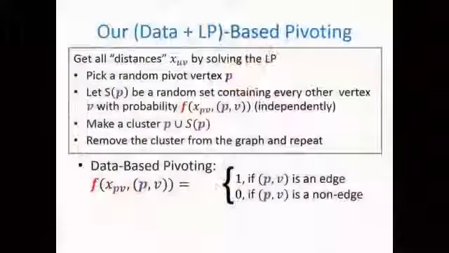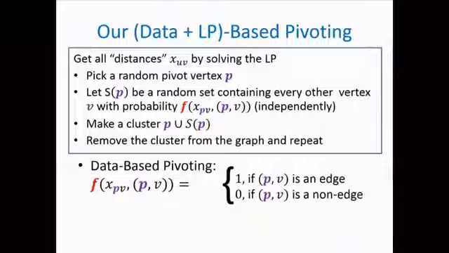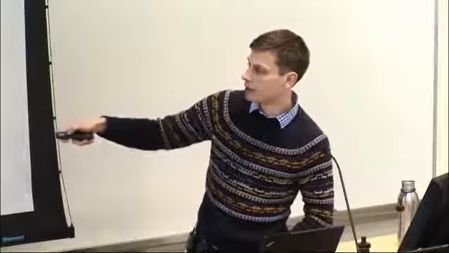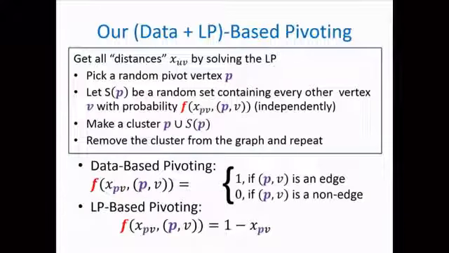So remember that we have seen two algorithms before. One made the decision just based on the graph alone without looking at the LP value. So it rounded the vertex together with P if PV is an edge and did not round otherwise. So this was the first algorithm that we've seen today. The second algorithm was using the LP and just set this function f to be 1 minus xPV. Okay. So let's try to use both.